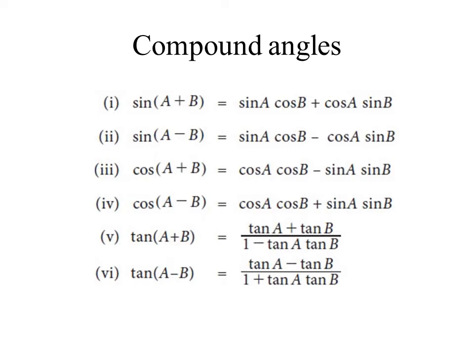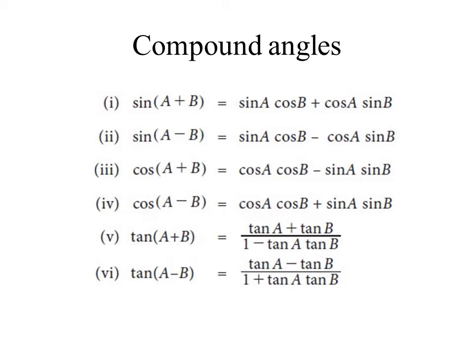Next, cos of A plus B. Cos of A plus B equal to cos A cos B minus sin A sin B. Cos is not friendly with the sin, so cos becomes friend with cos: cos A cos B minus sin A sin B. Cos of A minus B equal to cos A cos B plus sin A sin B. Here the sign changes on both sides.